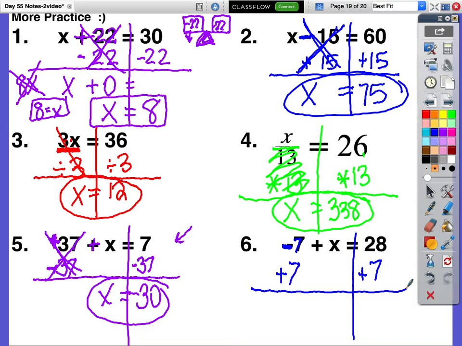But I thought you said it was a positive 7. Now remember, at this point in your math career, a positive and a plus mean the same thing. One is an operation, one is a sign.